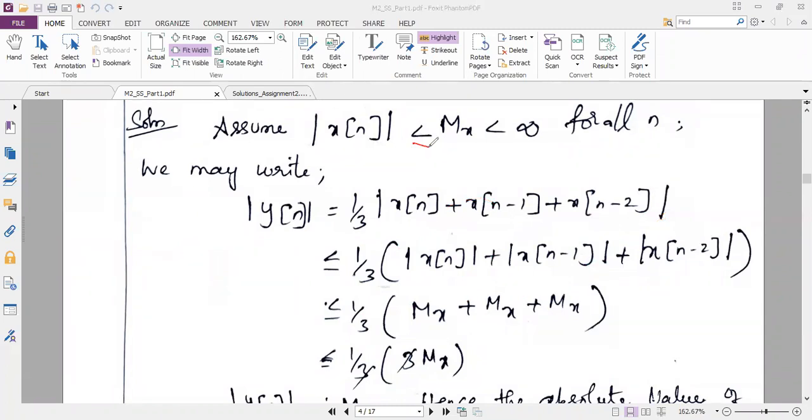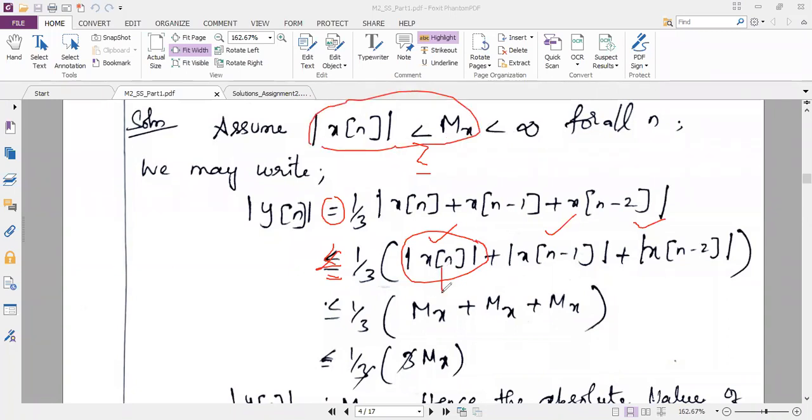In the condition, we know it is less than or equal to. Once I apply the magnitude for each term, I no need to use the equal to symbol. I can start with less than or equal. So now I have written the condition: magnitude of x of n is less than mx, which is less than infinity.